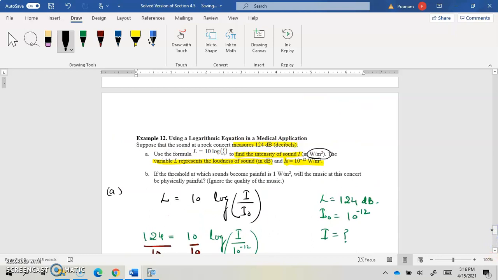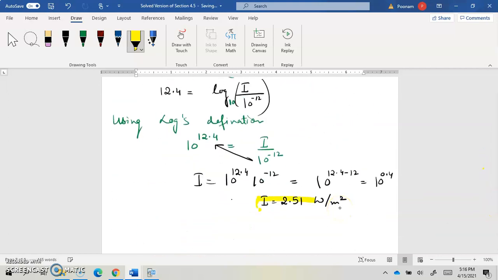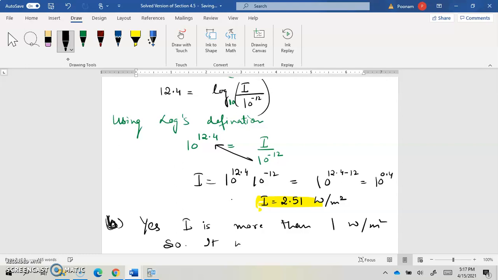That is the first problem. If the threshold at which the sound becomes painful is 1 W per meter squared, will the music at the concert be physically painful? Our threshold generally is 1 W per meter squared according to the question. But in this case, the intensity is this, right? So that is way more than 1. So the question is, will the concert be painful? We will say yes, intensity is more than 1 unit, so it will be painful to hear.